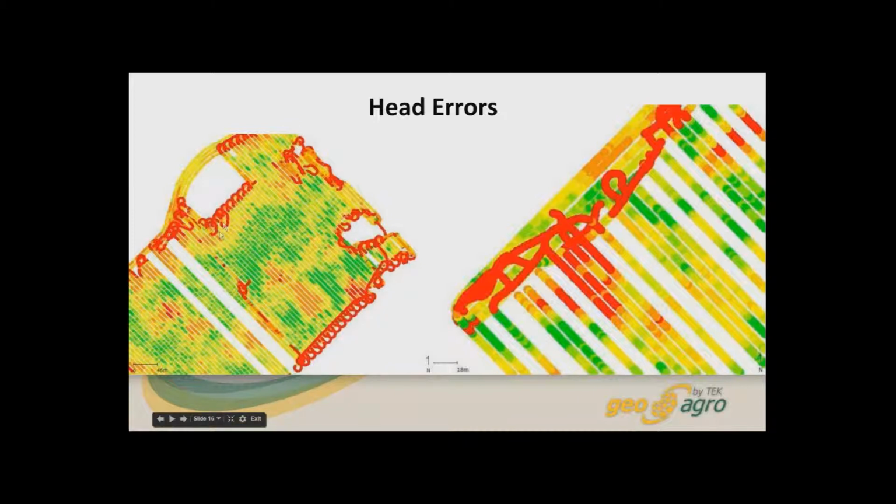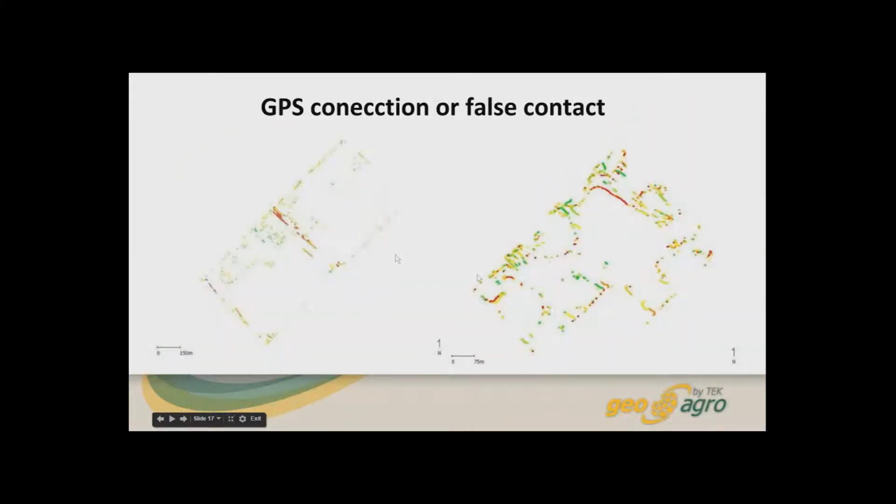But basically, what this brings is a lot of errors in the head. In some cases, where the operator is very clear about this error and can see the yield map afterward, and he's aware of this, he will lift the head or click the pause button and he'll work correctly. But in most cases, we'll see all this data that we'll need to eliminate in the data processing phase. There's an example of a false contact in a GPS connection. So this is also a type of error that we get.